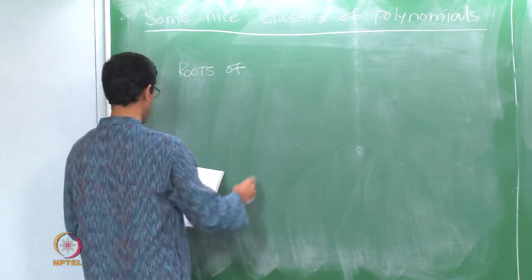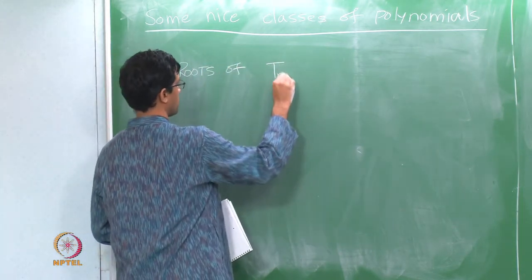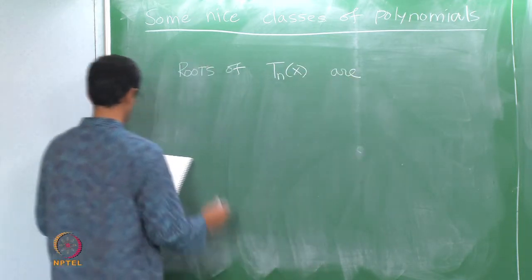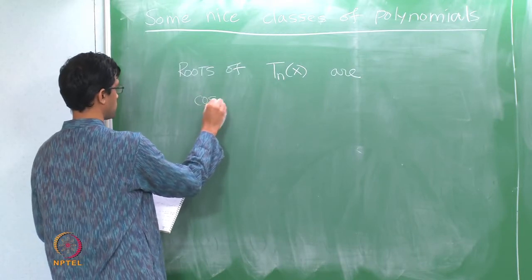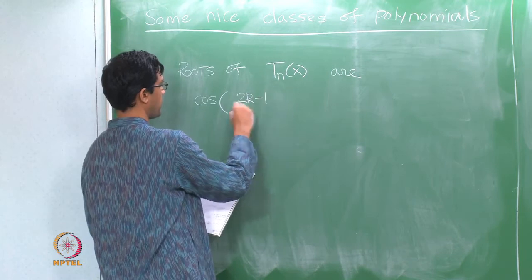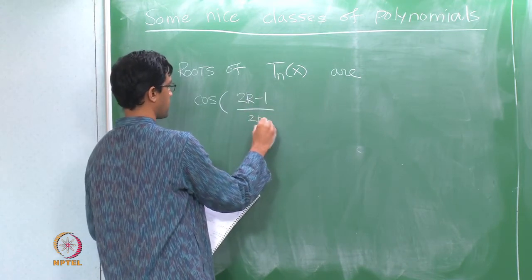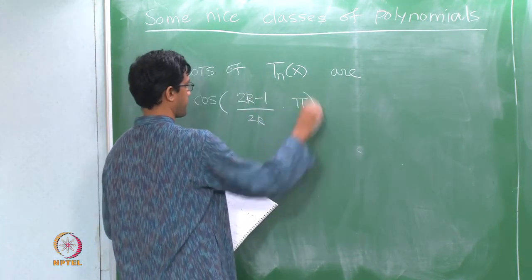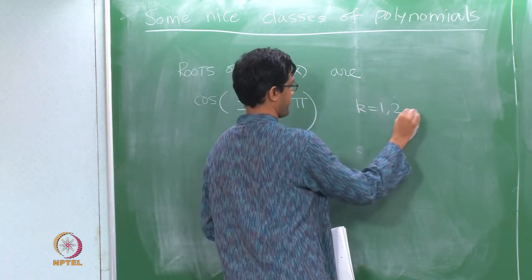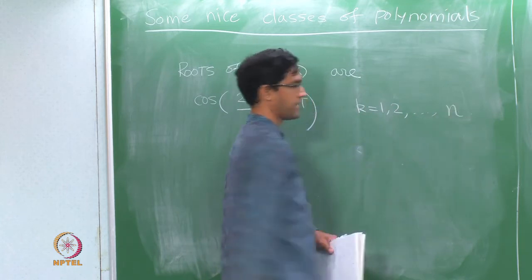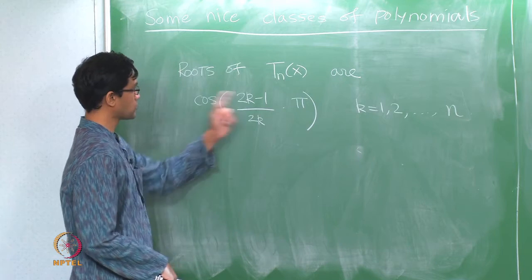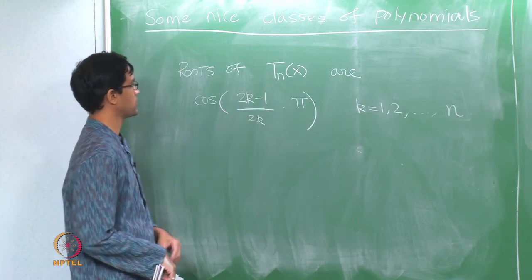So let me just write down the statement. The roots of Tn of x are the following numbers: cosine of theta, where theta is of the form (2k minus 1) divided by 2n times pi. K is a number between 1 and n. So the claim is these are the values of x for which Tn of x would be 0.